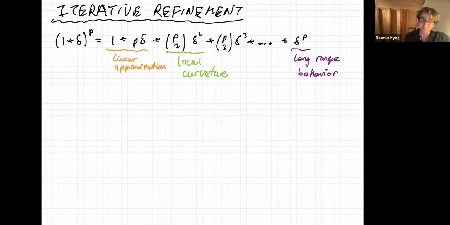Now I can look at all these terms. I can say 1 plus p delta, that's my linear approximation to the function. And then I can look at the second term. It has a quadratic thing that's going to describe the curvature, for small delta. And then the last term, delta to the power p, has to govern the long range behavior of the function. So think of delta to the power 4, for example. If delta is very large, this is the largest term.